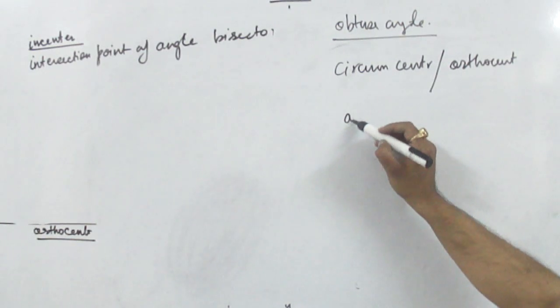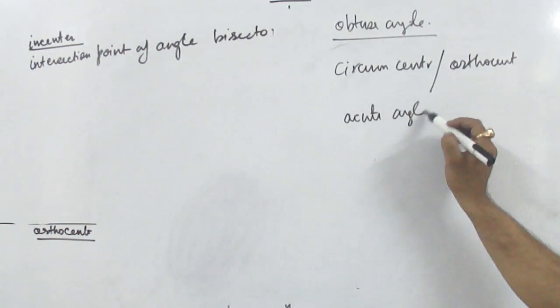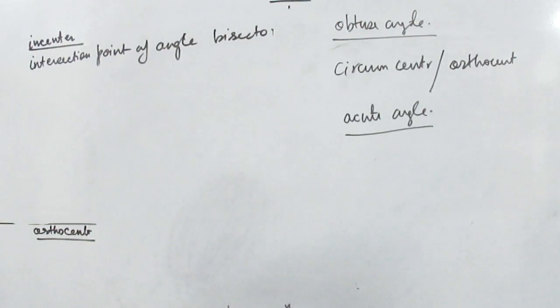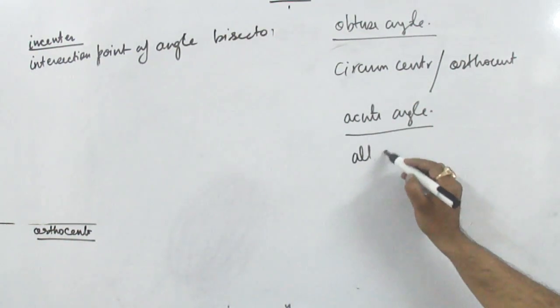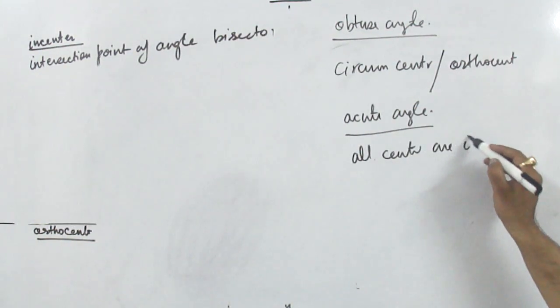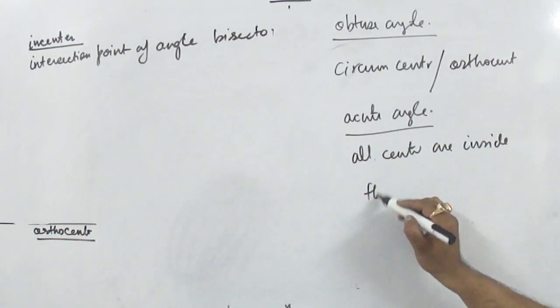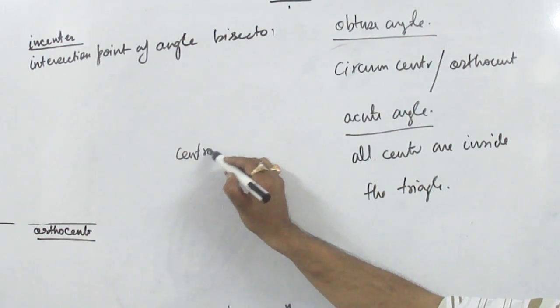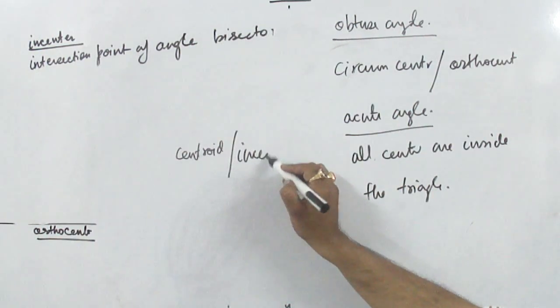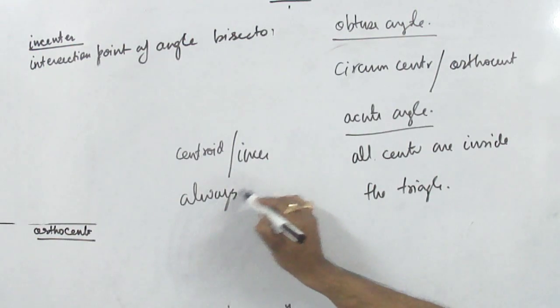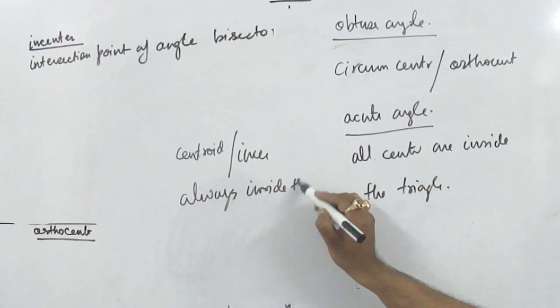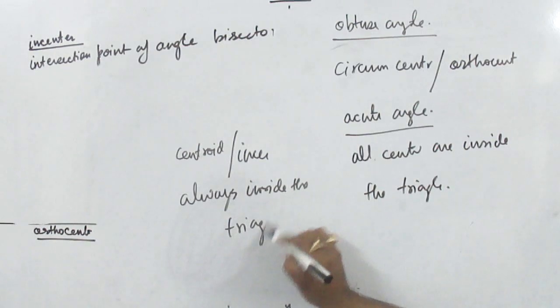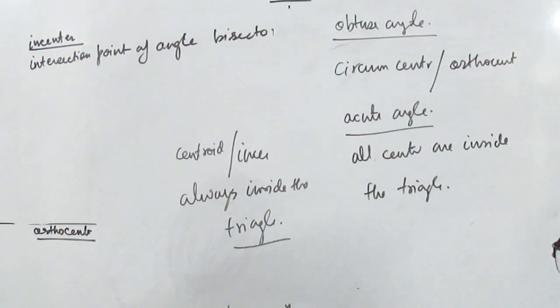And in case of acute angle triangle, all centers are always inside. All centers are inside the triangle. And centroid and incenter are always inside the triangle. Okay, now we'll discuss some important questions asked in the examination based on incenter and circumcenter.